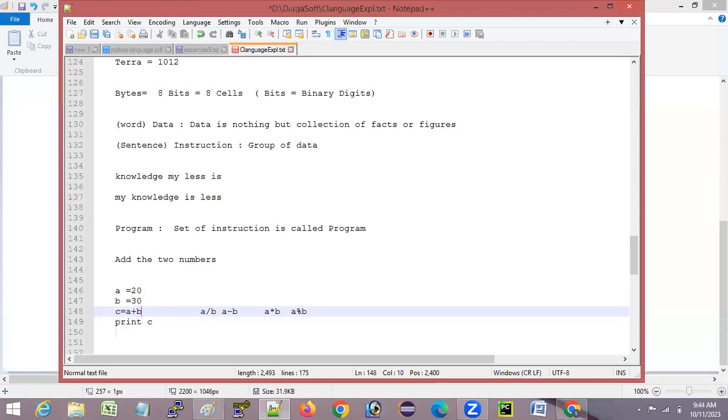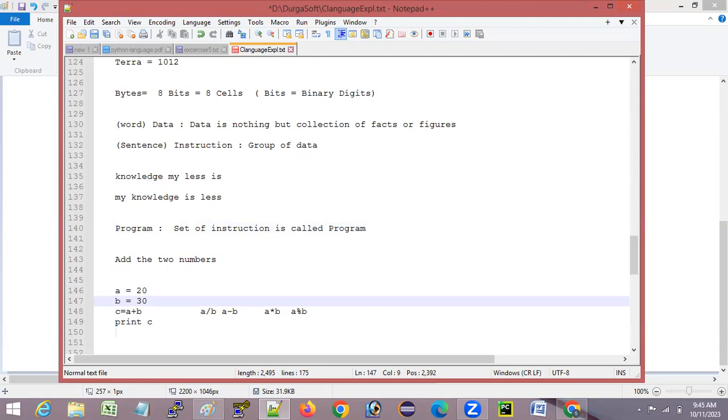What I am going to show you is how you are going to write an instruction. I had given a little explanation on this also. The instruction is nothing but a group of data. In this, A is one data, equal to is one data, 20 is one data, B is one data, 30 is one data. Like that, whatever we are having, all of that group is one instruction. Group of data is nothing but an instruction.